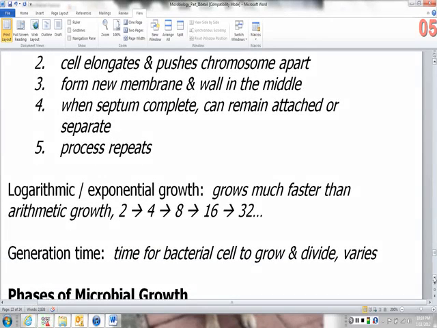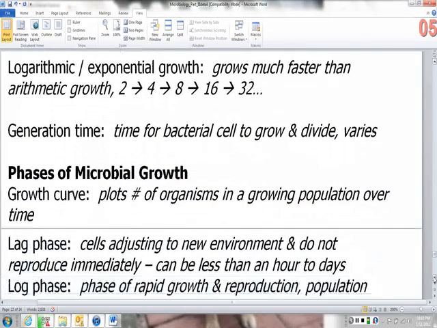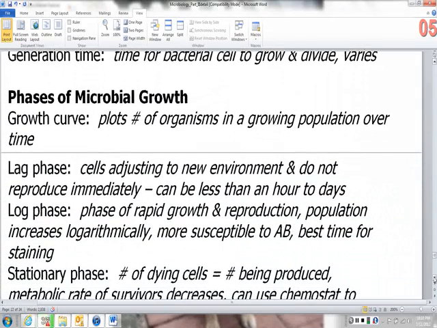The time it takes for a bacterial cell to grow and divide is referred to as the generation time, and this varies. We have different phases of microbial growth, which can be plotted in a growth curve to show the number of organisms growing in a population over time. During the lag phase, the cells are adjusting to their new environment and do not reproduce immediately. This can range from less than an hour to days.